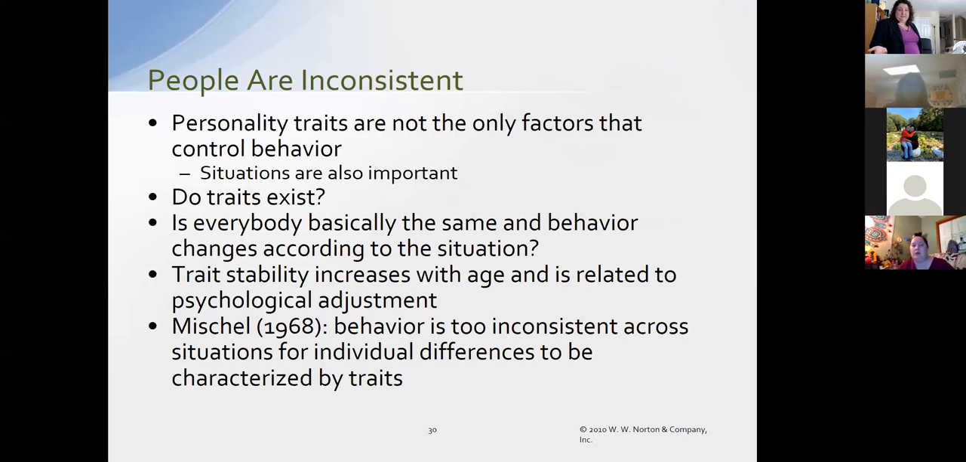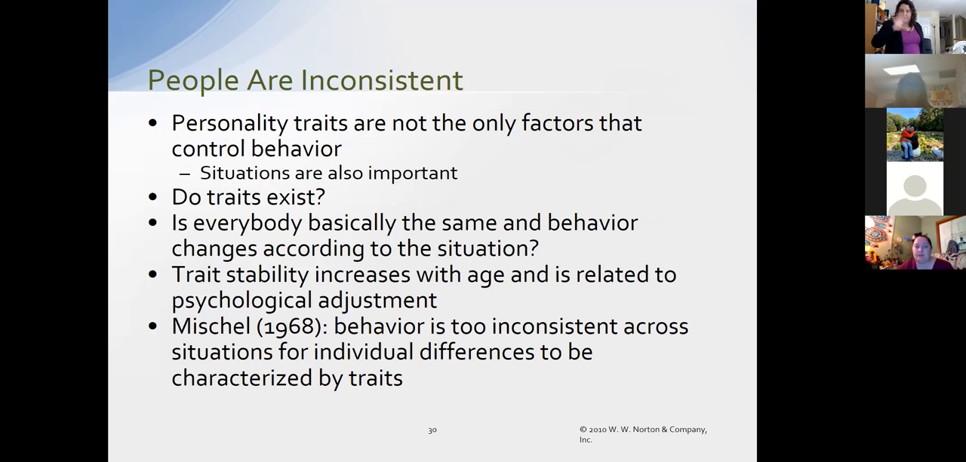Do traits exist? I mean, it's a philosophical as well as a data question, right? Is everybody basically the same and behavior just changes according to the situation? What we found is that trait stability does increase with age, and trait stability is related to psychological adjustment. So it seems like not only are traits a thing, they're possibly related to psychological health.